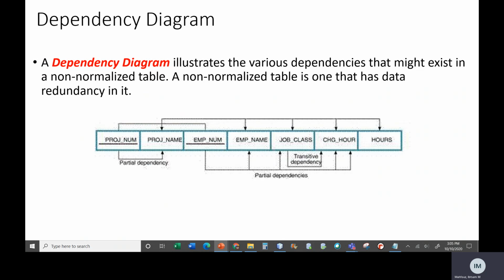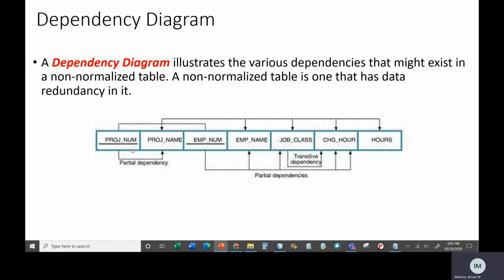Now, when you're doing the normalization that we're going to talk about, sometimes you might want a dependency diagram. And a dependency diagram is just basically a bunch of arrows that say what functionally determines what. So here I have a project number, a project name, an employee number, their name, their job, how many hours they're supposed to be working and charge, and then hours.